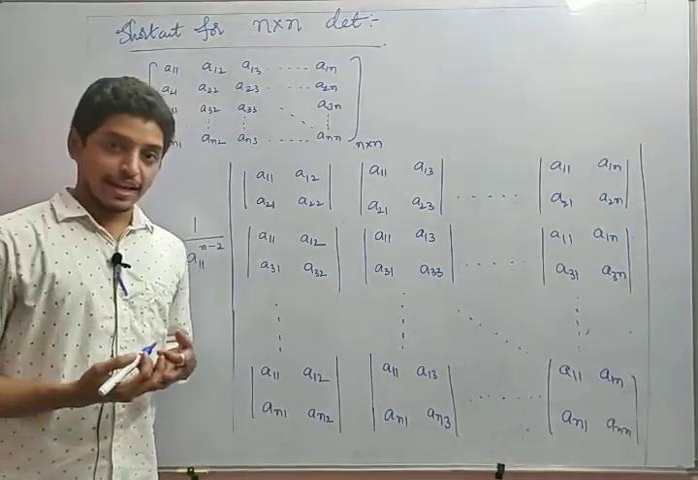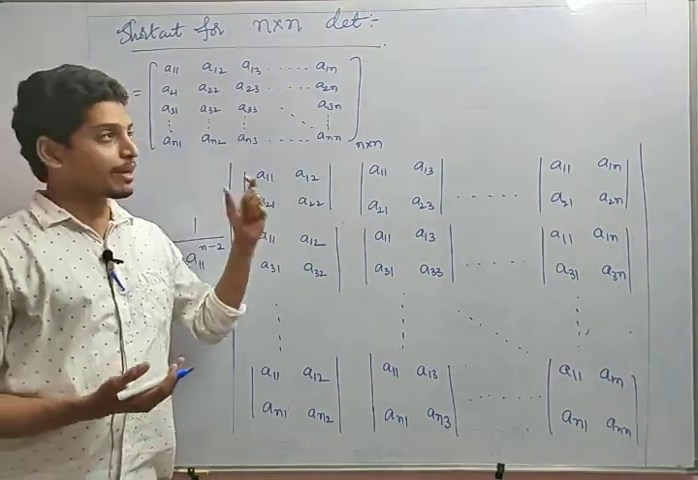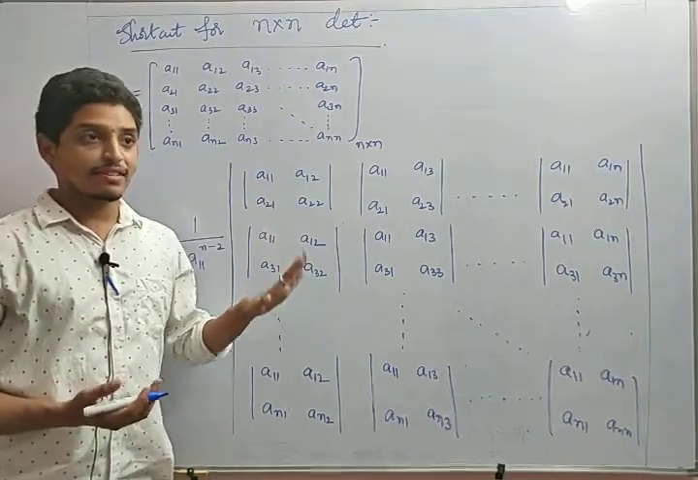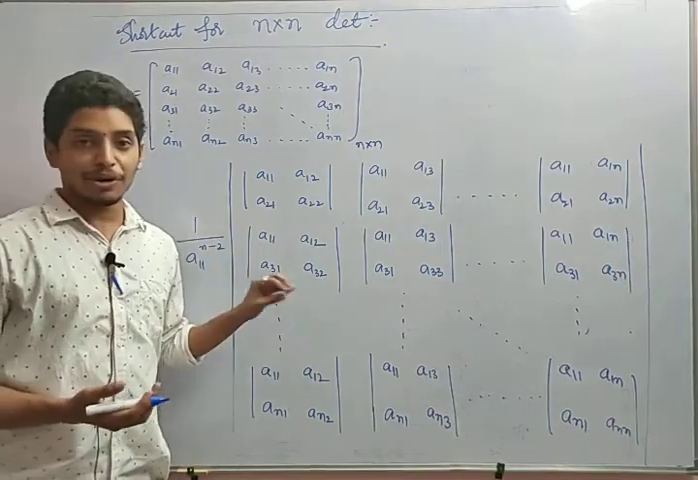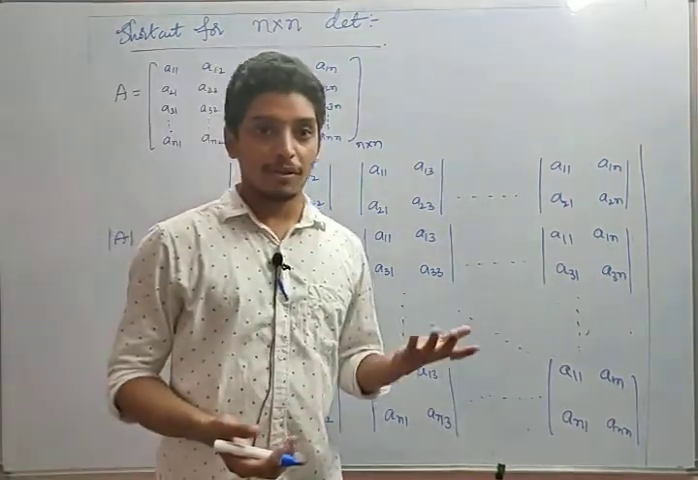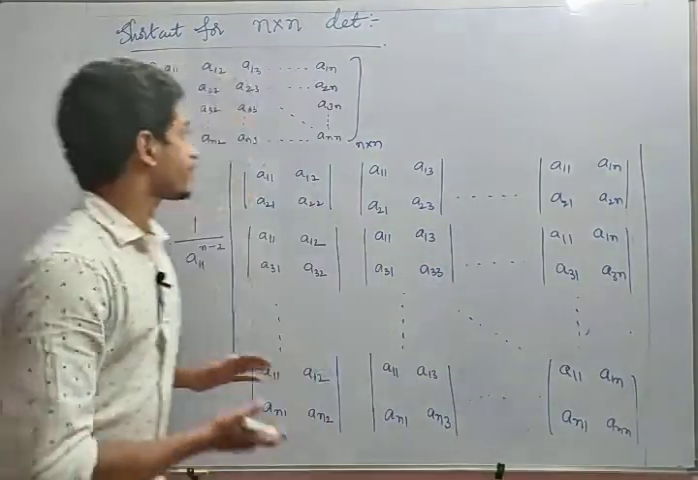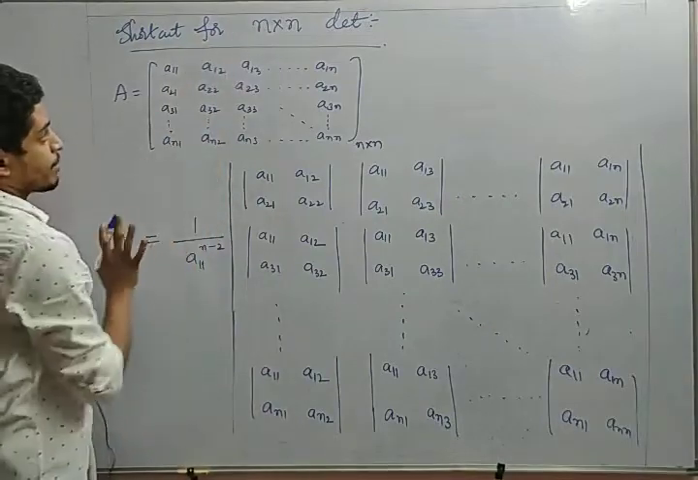So now let us see the determinant for an n by n matrix. Okay, n by n order matrix. See friends, it is a very important shortcut, because they might ask you a 4 by 4 order or 5 by 5 order or 6 by 6 order, and this method is very helpful. Okay now friends, see. So the shortcut for an n by n matrix.